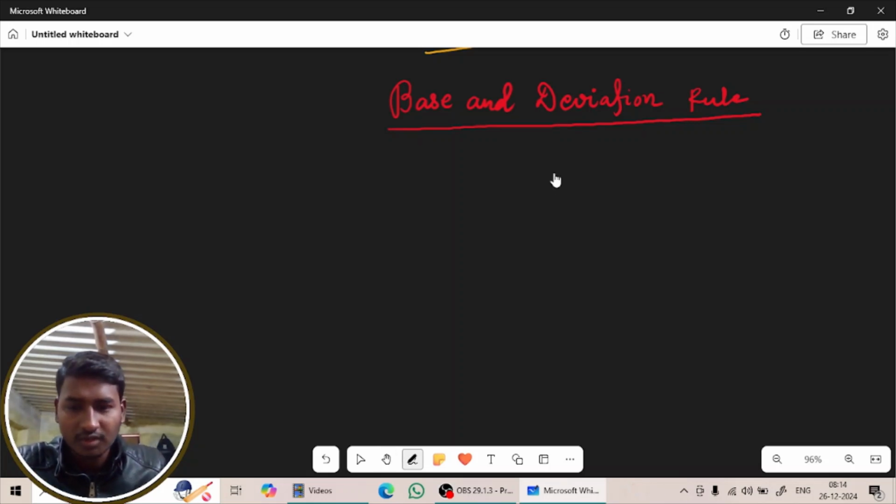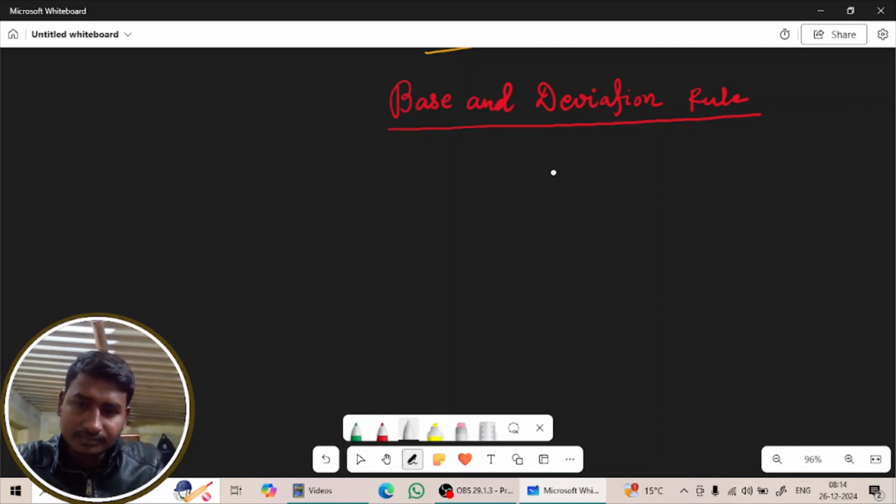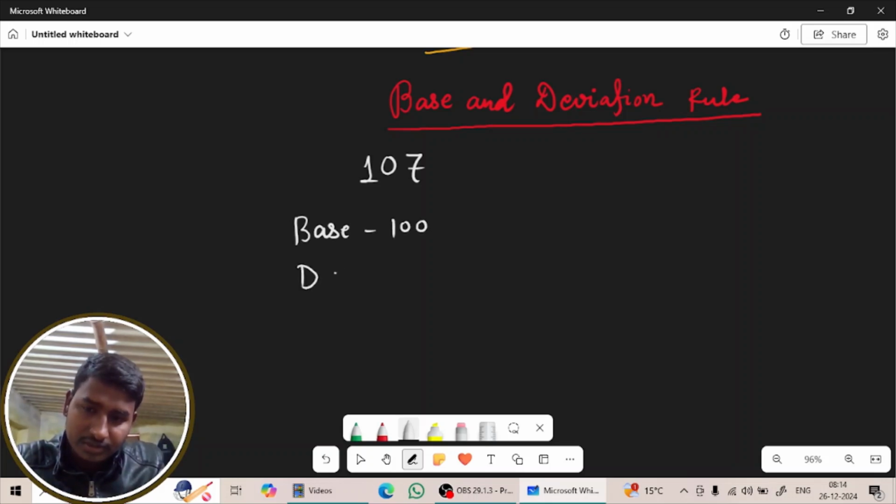Okay, a number which is close to 100, let's just say 107 or 106. Let's just say 107. So 107 is close to 100, so the base is 100. And what is deviation? I'm writing D for deviation. Deviation means how much bigger this number is than 100. So this number is 7 bigger, like 7 more than 100.